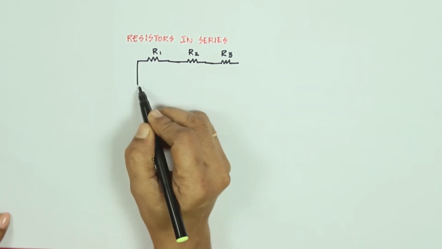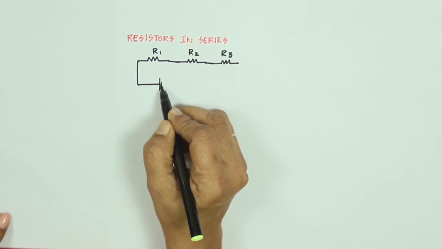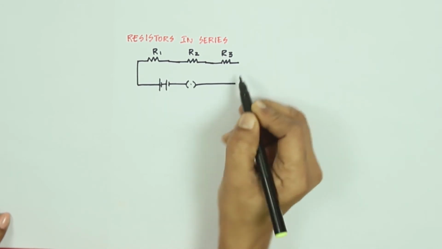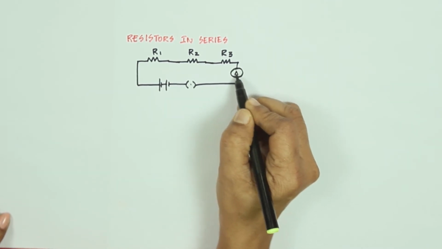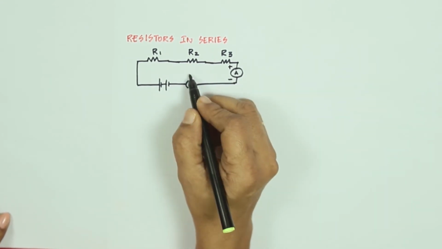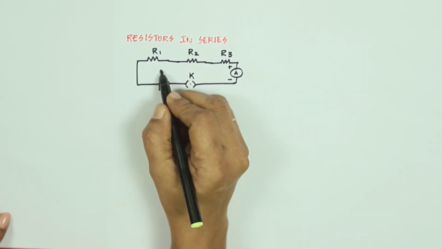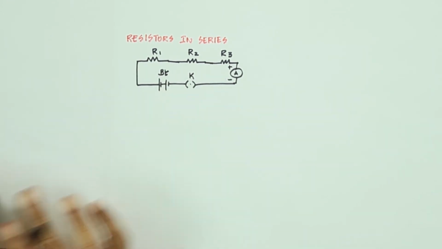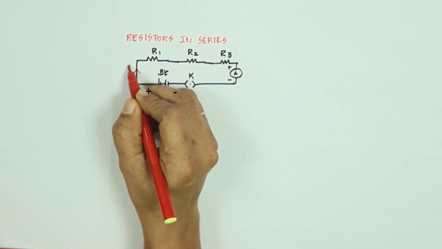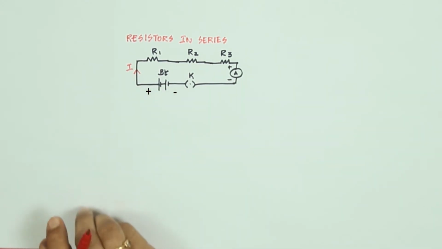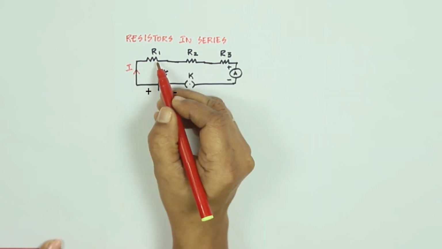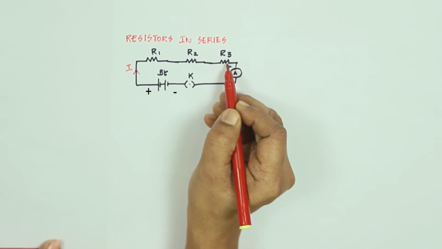Now we are going to give a supply voltage to this. So let us connect it to a battery, a key and an ammeter to note the value of the current. Indicate positive and negative for the ammeter. Key is represented by K and the battery is represented by Dt. When the plug key is closed, a current I flows through the circuit. So here the current doesn't branch out. The same current flows through R1, R2, R3.